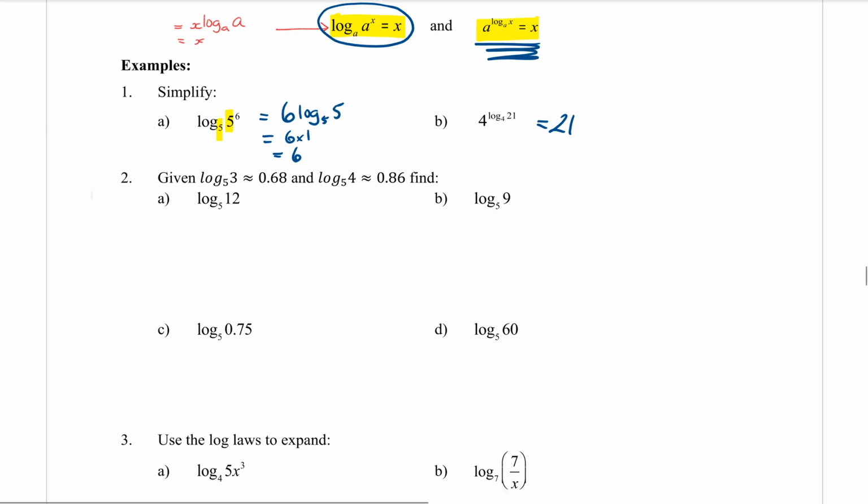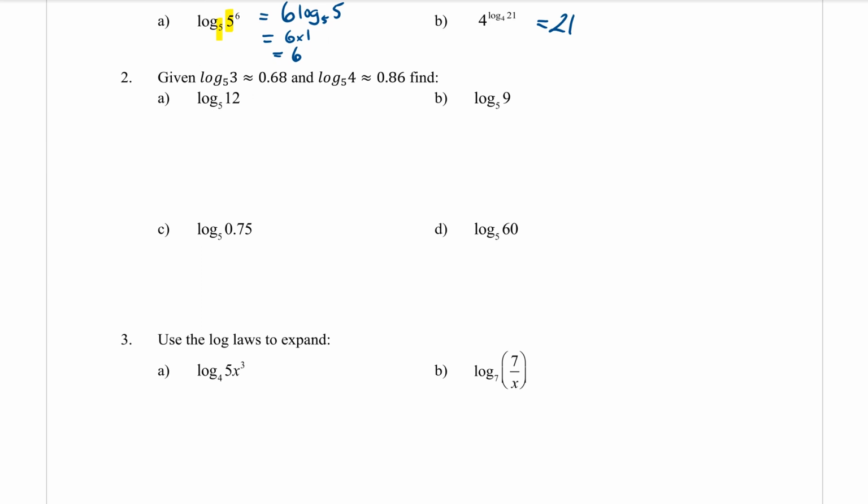Okay, question 2. Given that log base 5 of 3 is approximately equal to 0.68, now we're given these values because we can't do any logarithms on our calculator unless they have a base 10 or a base e. So we've been given these approximate values so that we can do these calculations. So log base 5 of 3 is approximately equal to 0.68, and log base 5 of 4 is approximately equal to 0.86. So find log base 5 of 12.